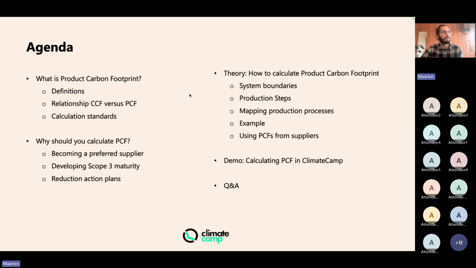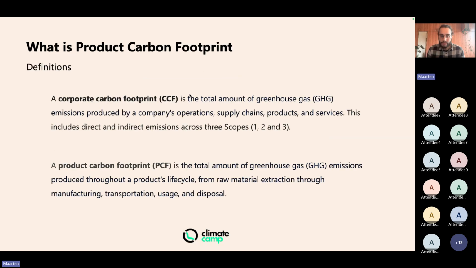So let's get started. Now, what is a product carbon footprint? Well, when we talk about it, we always have to look at corporate carbon footprints. I've taken a look at the people who are present in the webinar today, and I think most of you are familiar with the corporate carbon footprint. It is the total amount of greenhouse gas emissions produced by a company's operations, supply chain, products, and services.